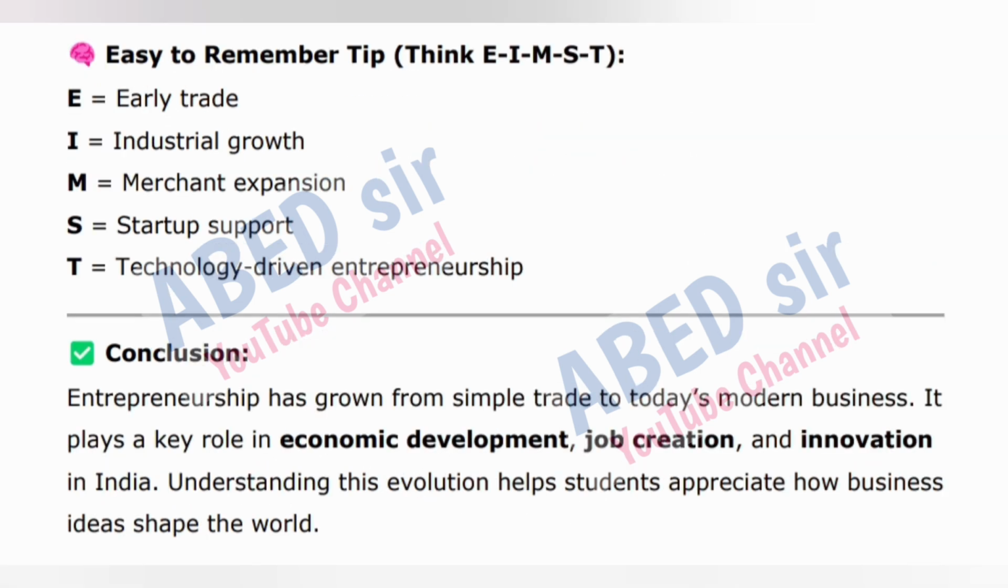Easy to remember tip, think EIMST. E is equal to early trade. I is equal to industrial growth. M is equal to merchant expansion. S is equal to startup support. T is equal to technology-driven entrepreneurship.